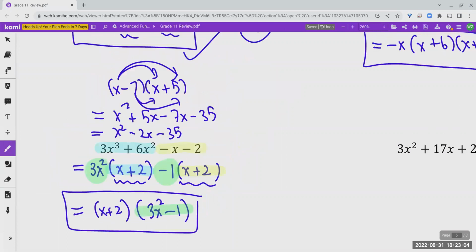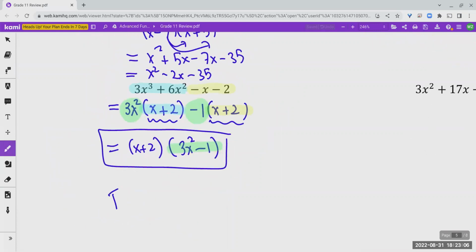Okay, so that's factor by grouping. Actually, let me write the name here. Keep this in mind because this might come in handy in grade 12. Okay, one last one.